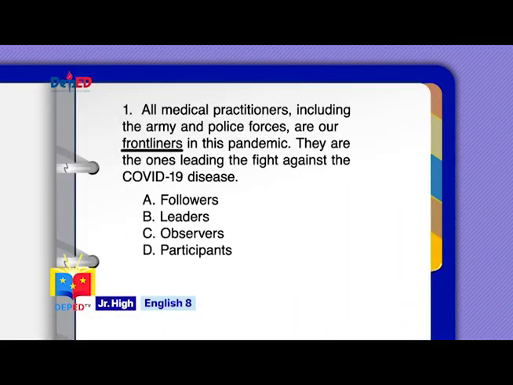Identify the meaning of the underlined words. Write the letter of your answer on your paper. Number 1. All medical practitioners, including the Army and police forces, are our frontliners in this pandemic. They are the ones leading in the fight against the COVID-19 disease. The underlined word is frontliners, and here are your choices. Letter A, followers. Letter B, leaders. Letter C, observers. And letter D, participants.